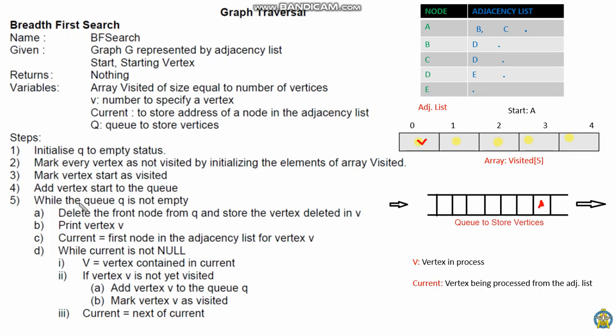Then while the queue is not empty, I'm going to delete the node. So this node will come out. I get the node A out, I'm going to print it. That's going to be my result. Delete the node, print it.